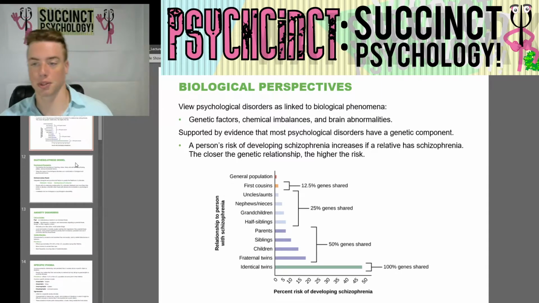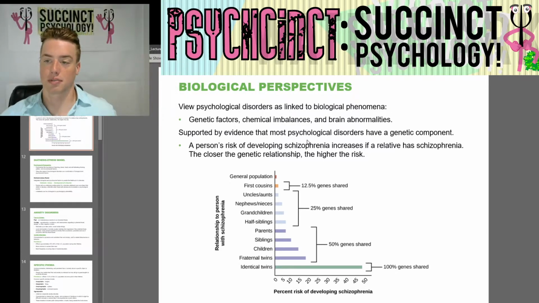So, the biological perspective is a view that psychological disorders are linked to biological phenomena, so genetic factors, chemical imbalances, and brain abnormalities. It is supported by evidence that most psychological disorders have a genetic component. A person's risk of developing schizophrenia increases if a relative has schizophrenia. The closer the genetic relationship, the higher the risk.